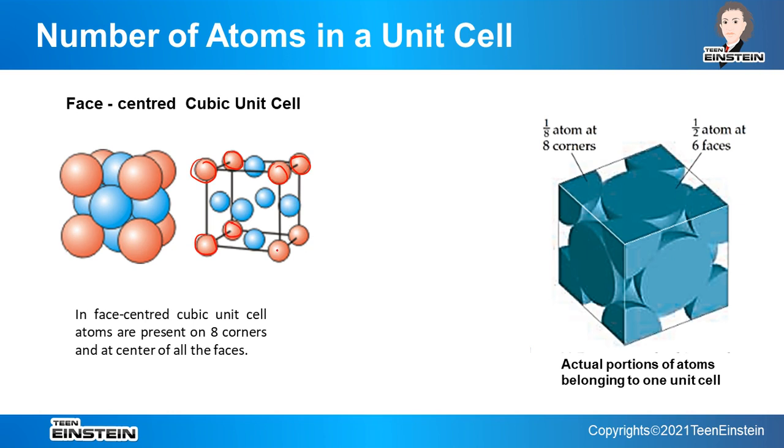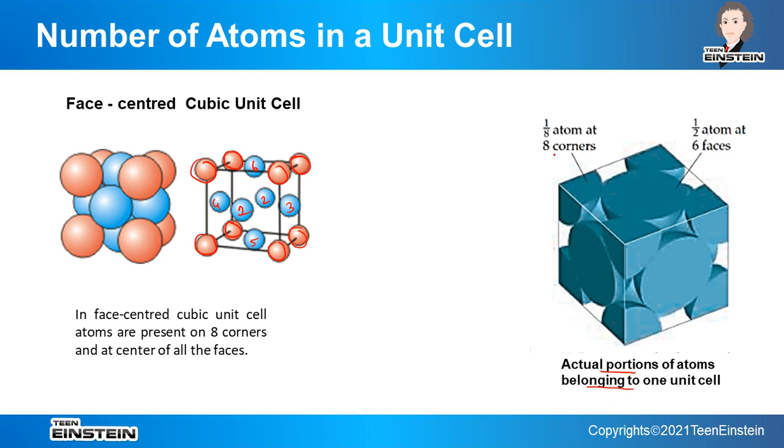All these pink balls, and there are also atoms present at the face centers, which are the blue ones. Now in a cube, obviously there will be a total of 6 faces, so a total of 6 face-centered atoms. So 1, 2, 3, 4, 5, 6. Now look at this picture, that is the actual portion of atoms belonging to one unit cell.